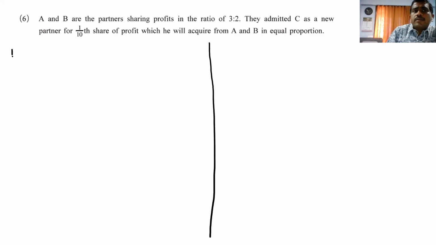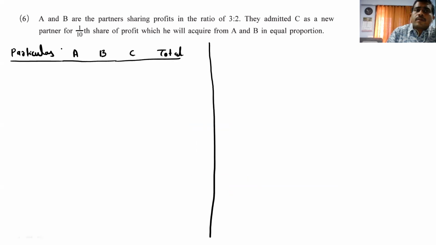The question is particulars, or we can say partner also, no problem. A, B and writing C also, no problem. And total. First is the old ratio. 3, 2 and dash. It comes to how much? 5.